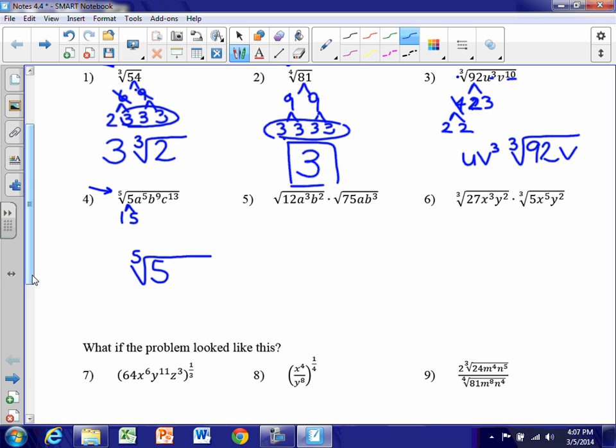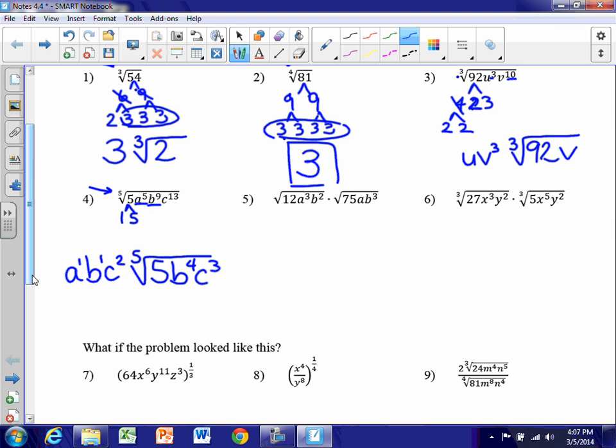Now, if I look at a to the 5th, I have to figure out how many sets of 5 can I make out of that, and I can make 1 set. And there will be none left over. Then I look at b to the 9th. Well, I can make 1 complete set, but there will be 4 left over, so that goes back under. And then I do the same thing with the c's. Well, 5 goes into 13 twice, but there will be 3 left over. Remember, you don't have to write the ones, but if you want to, you can.